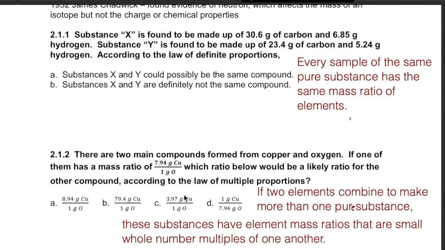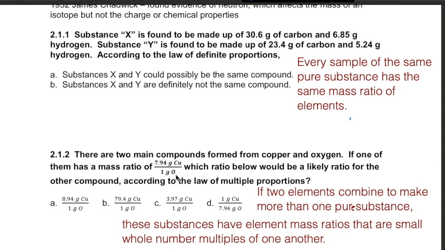All right, let's take a look at the law of multiple proportions. So that means that sometimes two elements can form two different substances. And if two elements can form two different pure substances, or more than one, possibly three, so two or more pure substances, these substances, since they are different substances, will have different mass ratios of the two elements. But the mass ratios that you find will be small whole number multiples of each other.